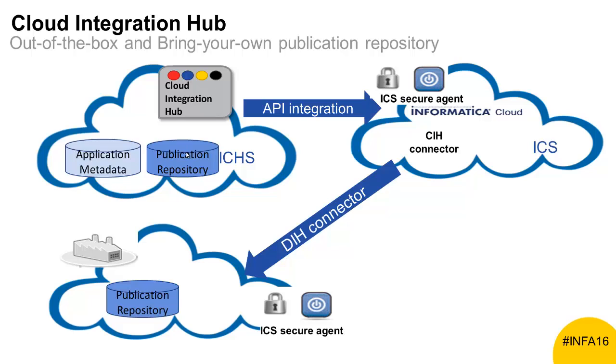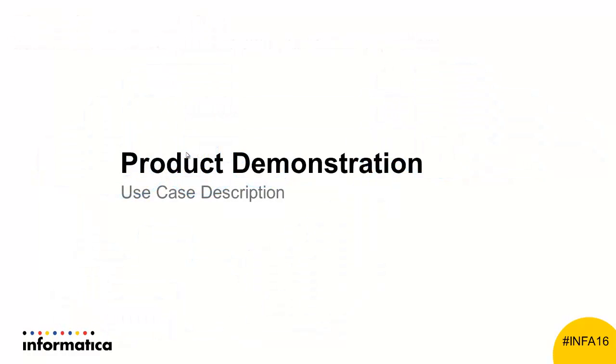So essentially, architecturally, the Cloud Integration Hub can be offered in two ways. One, entirely hosted by Informatica, nothing to install on your side, not even the Secure Agent. Option two, bring your own publication repository and then store the metadata in the Informatica Cloud Services platform, and let the execution happen on-prem. So this is the architecture and layout of what the Cloud Integration Hub is. With that, let's get into a product demonstration.